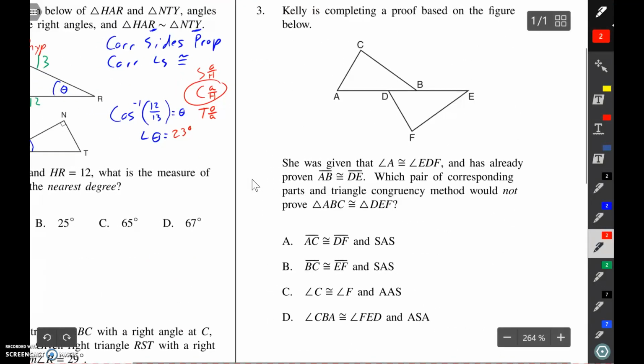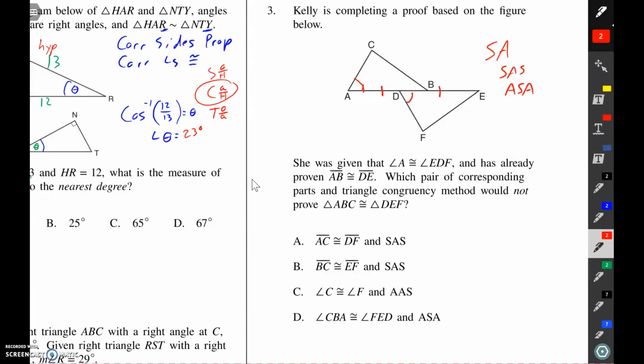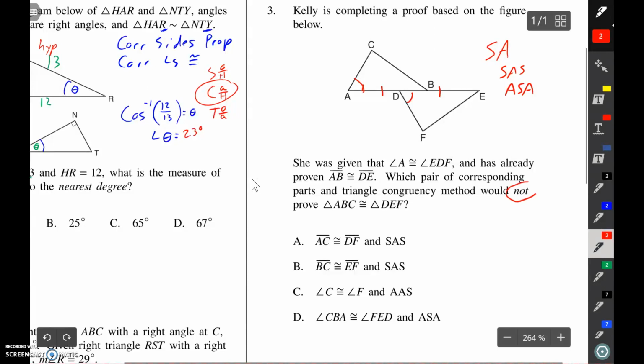Kelly is completing a proof based on the figure below. She was given that angle A, let me get a better arc there. Angle A is congruent to angle EDF, that angle there. And has already proven AB is congruent to DE. So she's got the S and the A. Well, that means we could potentially be getting side angle side, or maybe angle side angle. So there's a couple options that might work here if we're trying to prove these triangles congruent. Which pair of corresponding parts and triangle congruency method would not prove them congruent?